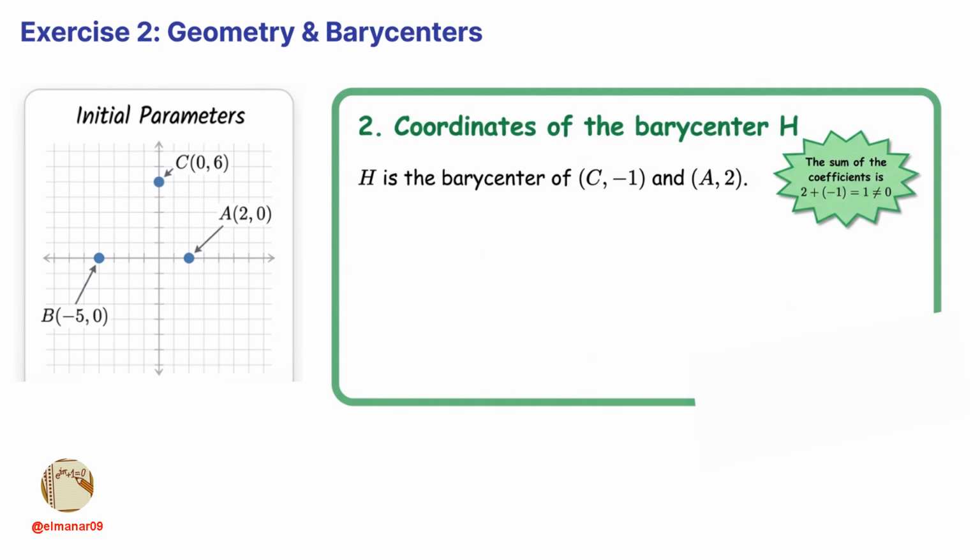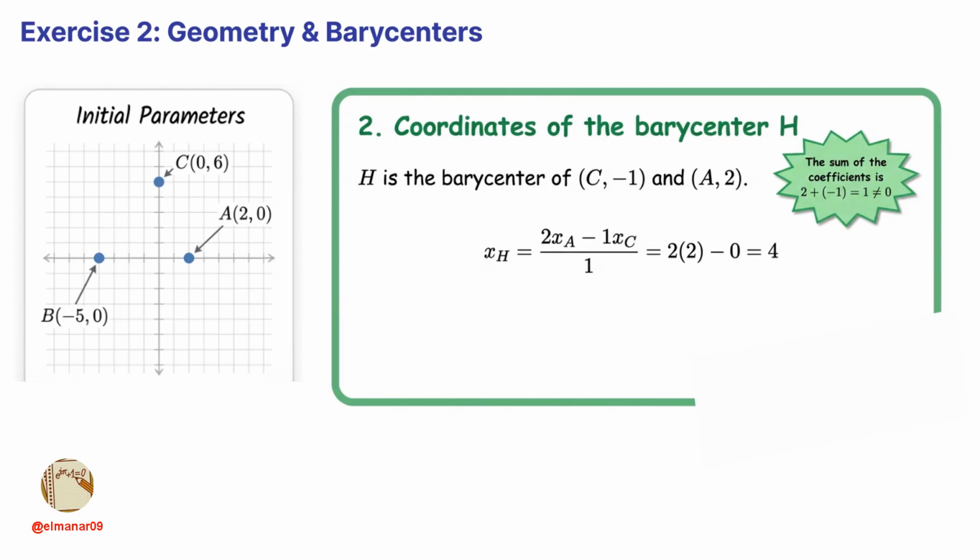To find the x-coordinate, xh, we apply the weighted average formula. We take the x-coordinate of A multiplied by its coefficient 2, and we add the x-coordinate of C multiplied by its coefficient -1. The whole thing is divided by the sum of the coefficients, which is 1. Look at the steps. xh equals 2 times 2 minus 1 times 0 divided by 1, which equals 4 minus 0, which equals 4. There is our first coordinate.